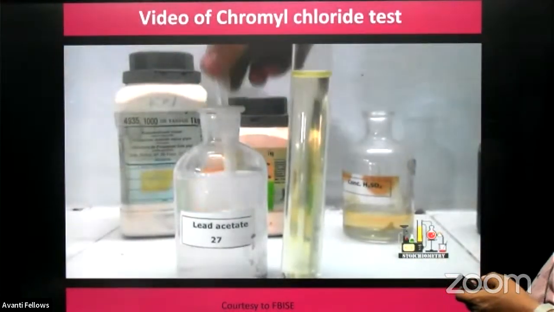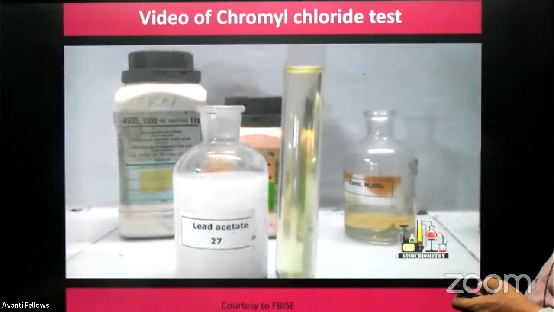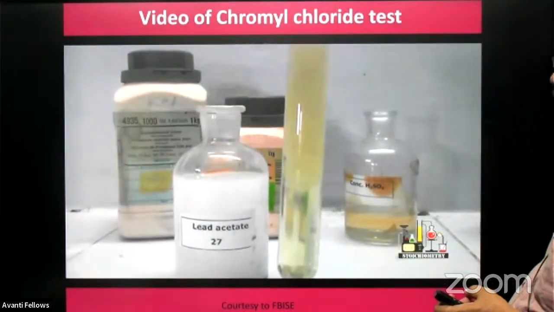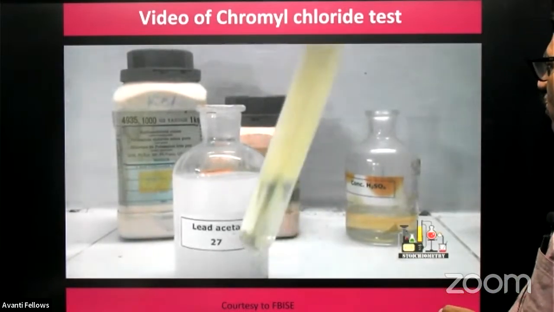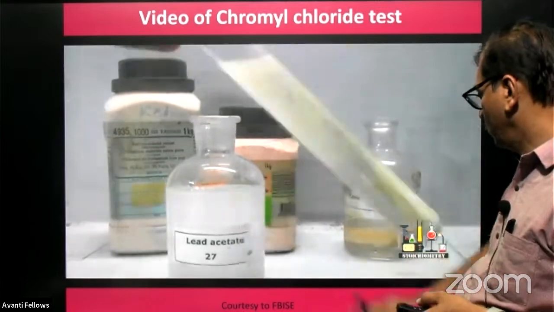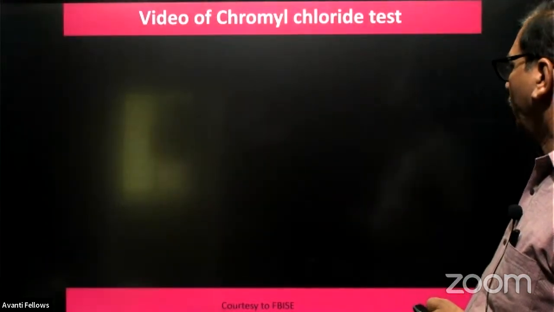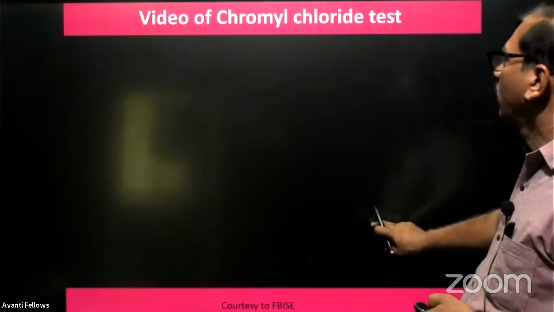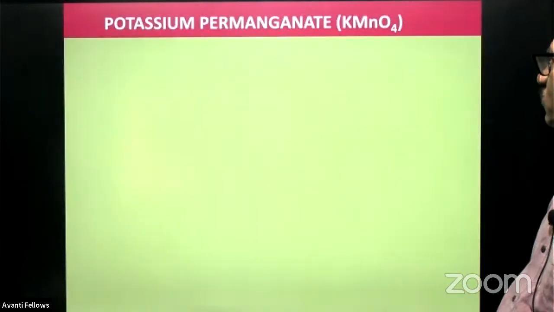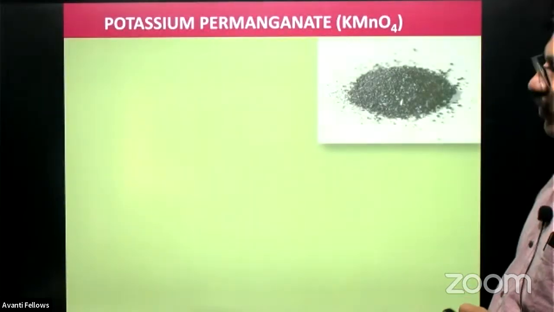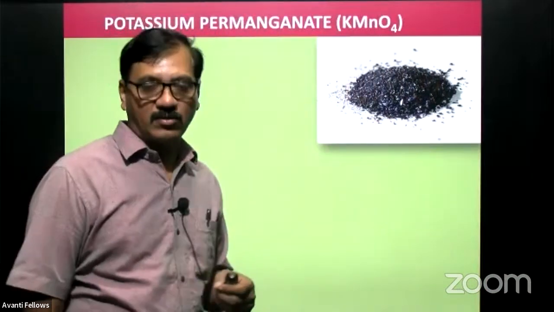With lead acetate, when the lead acetate is added, we get the precipitate. Fine. So this is the way that we do the chromyl chloride test.